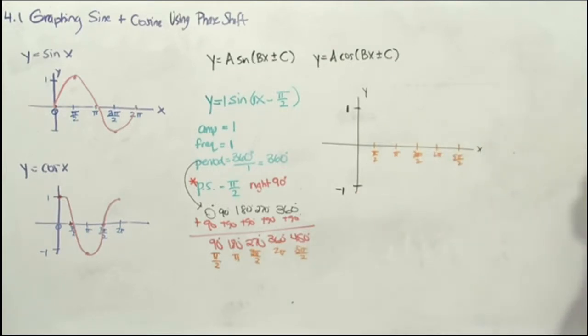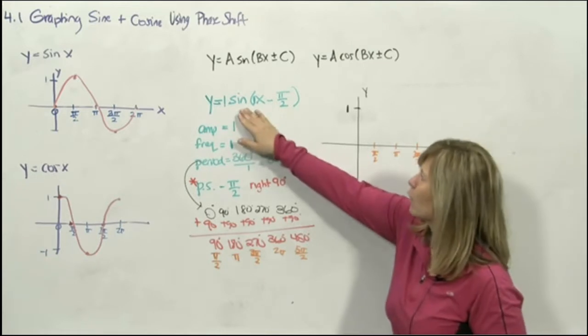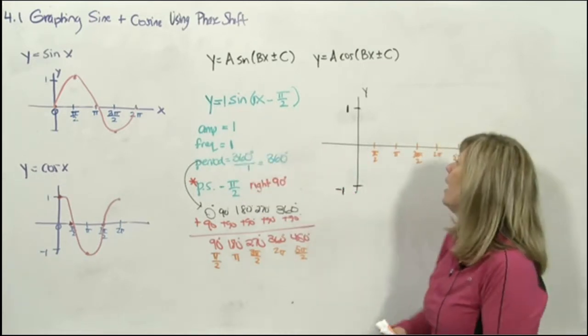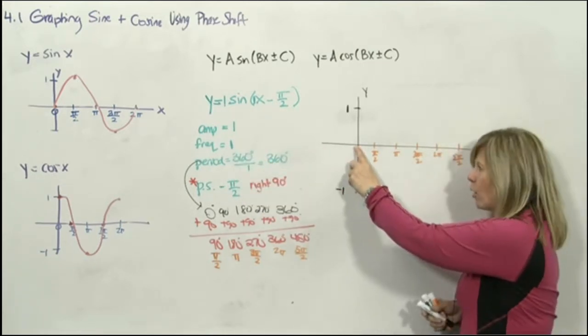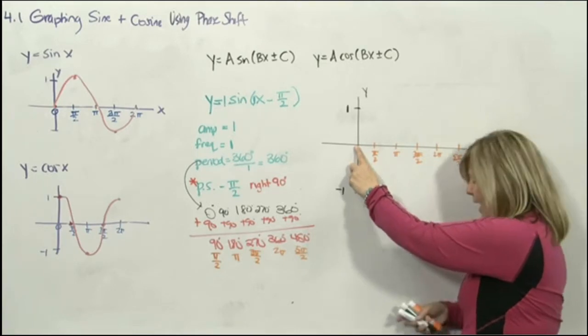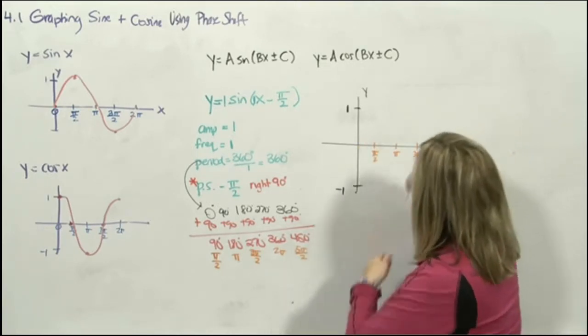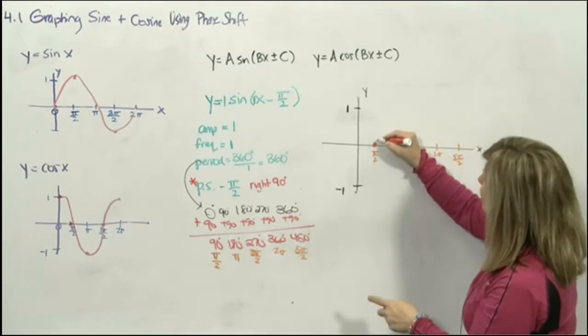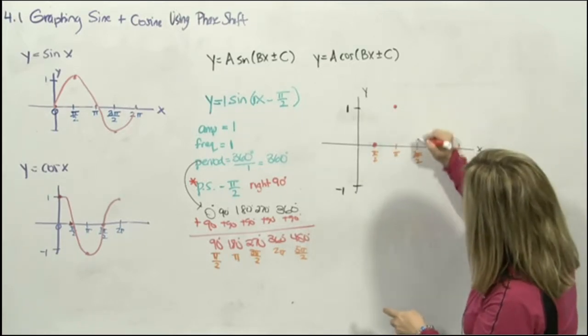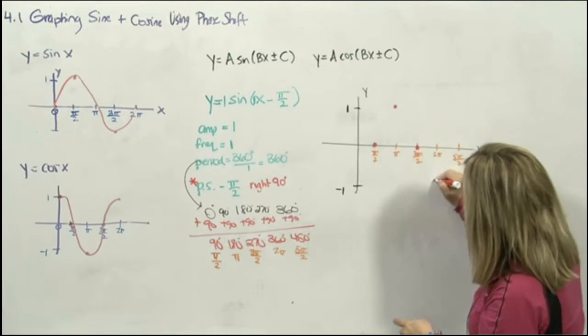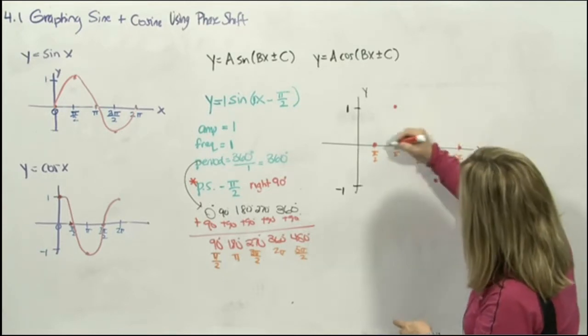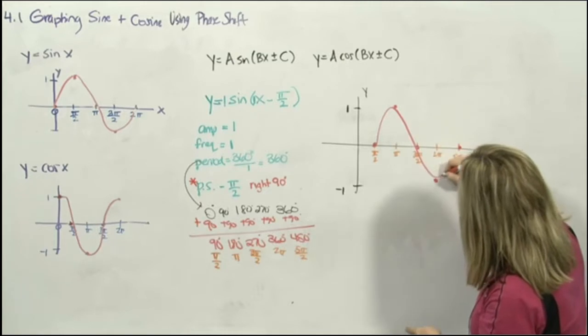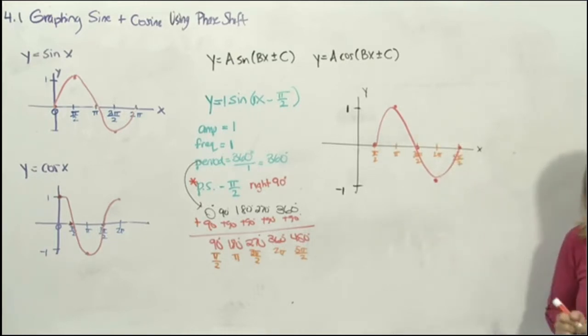So now when we go to graph this, it's a sine curve, and we're graphing 1. Instead of starting here at the origin, it shifts to the right 90 degrees. So it's starting here at 90 degrees. And then it will follow the pattern. It will go up, hit the axis, go down, hit the axis. So that's what you're looking for.